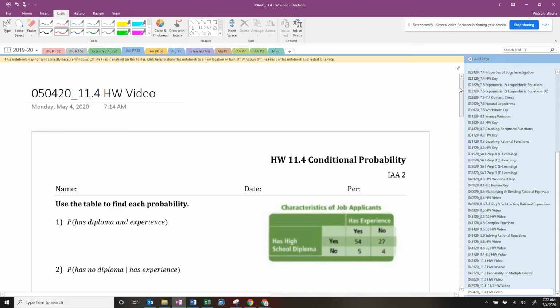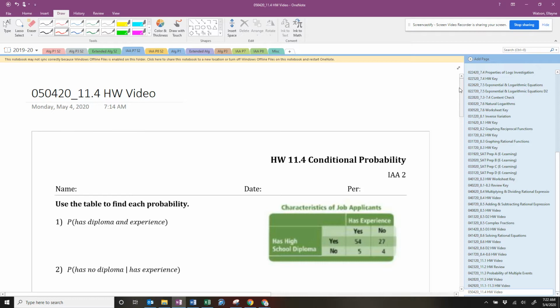So in number 2, it says has no diploma, given has experience. So the denominator would be the total number of people with experience, and the numerator would be, of those people, how many of them do not have their diploma.